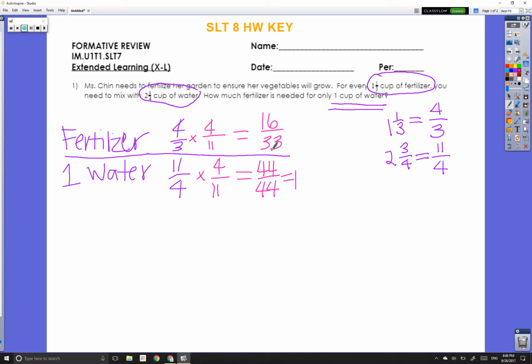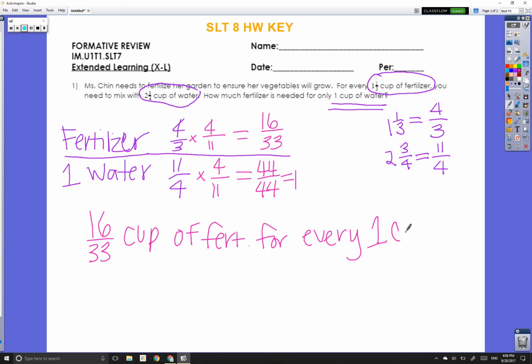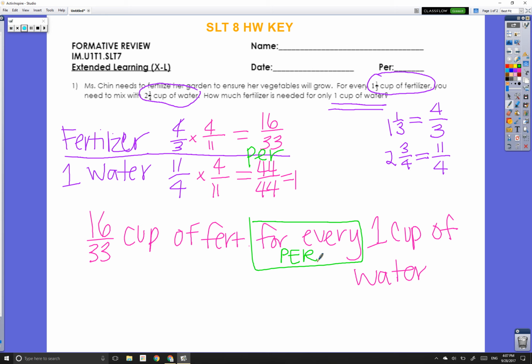Okay? So, what does this actually say? It says that 16/33 cups of fertilizer for every 1 cup of water. And remember, in class we talked about that the fraction bar, we can just consider that word the per. So for every is another way to say the word per. Okay, so this question was really asking you for the unit rate for 1 cup of water. And that answer is 16/33.